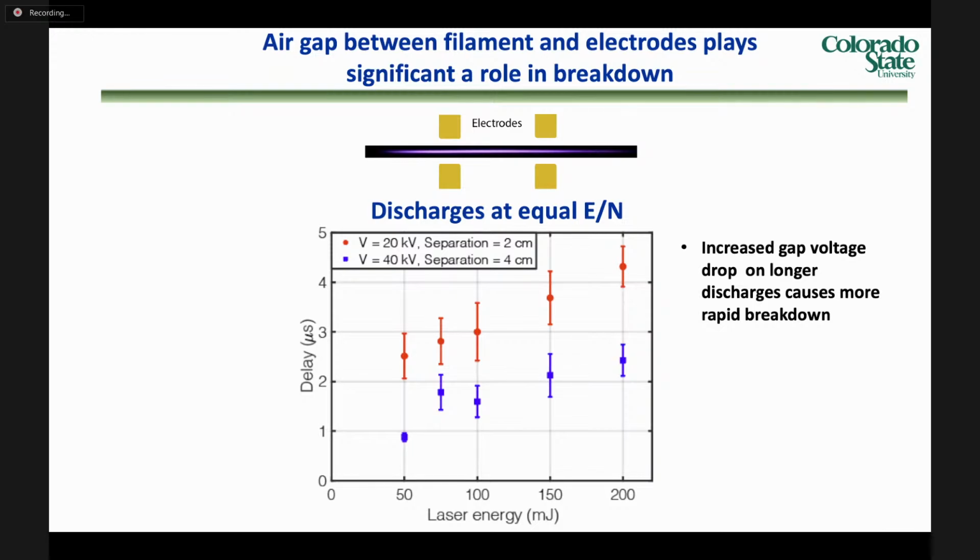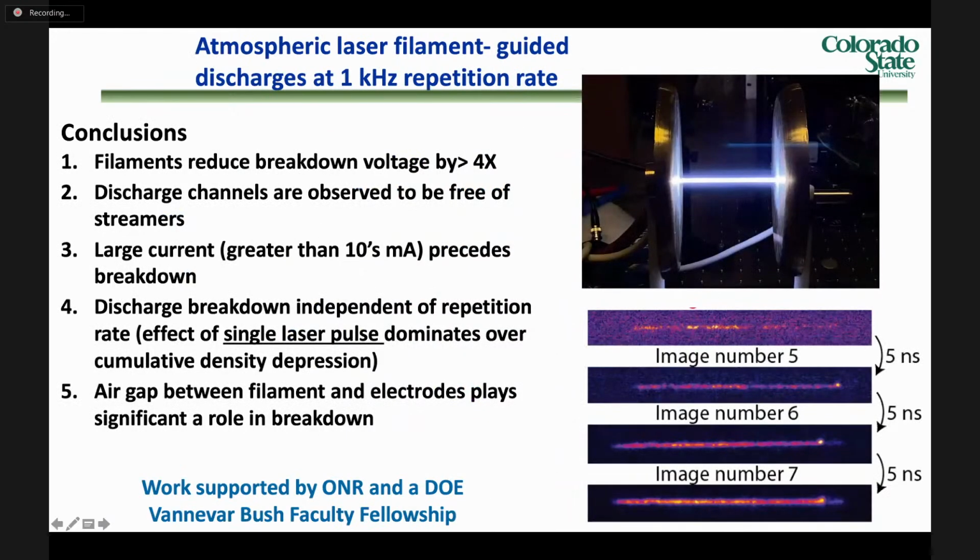Again, basically pointing out that you cannot neglect those little gaps if you have a discharge of the order of centimeters, so let's say tens of centimeters. So in summary, we have generated guided stable discharges of the order of 500 amps at kilohertz repetition rate in air, as shown there in the picture on the top right.